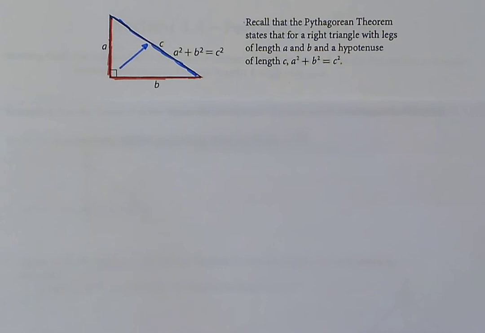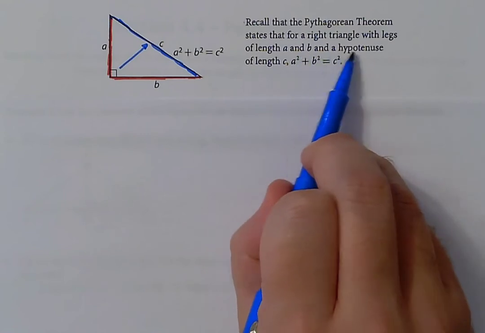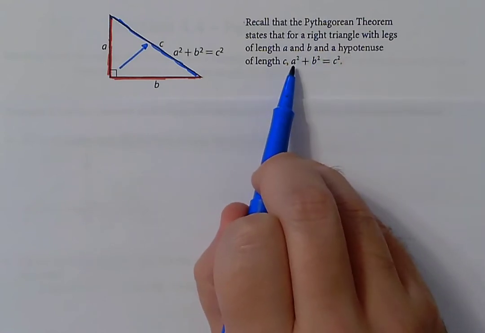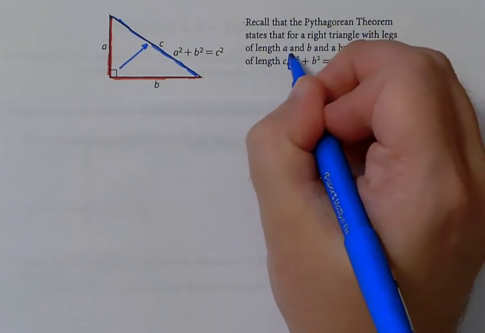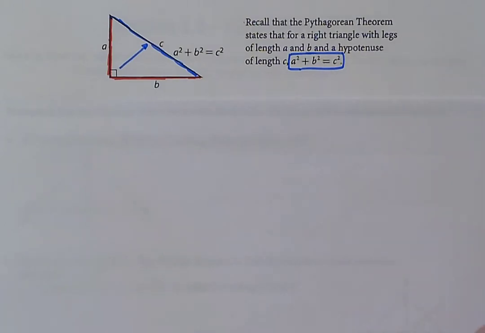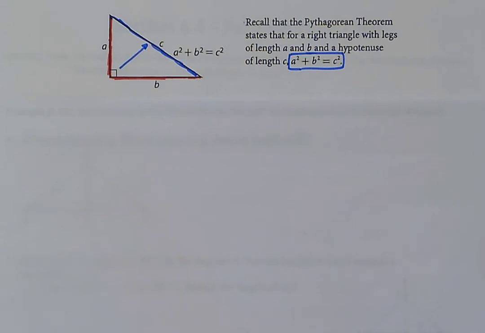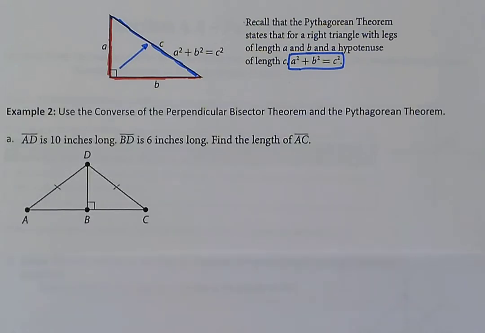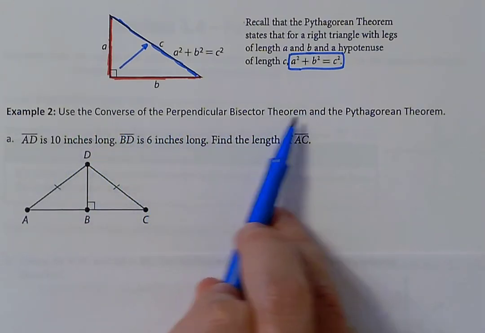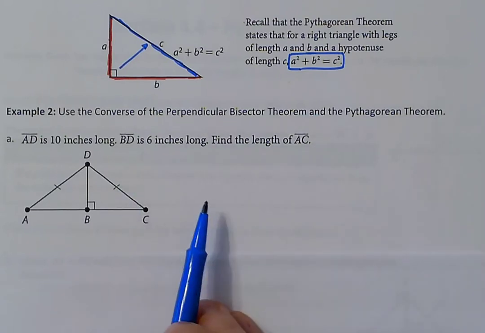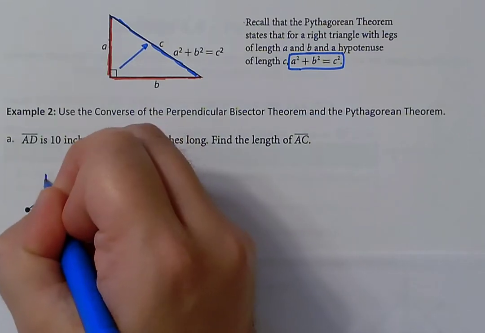Now, the Pythagorean theorem states that for a right triangle with legs of length A and B and a hypotenuse of length C, A squared plus B squared equals C squared. So we're going to use this A squared plus B squared equals C squared to help us go through and solve for example 2. So example 2 states, use the converse of the perpendicular bisector theorem and the Pythagorean theorem to solve. So for A, it states that AD is 10 inches long. So I know AD is 10 inches long.